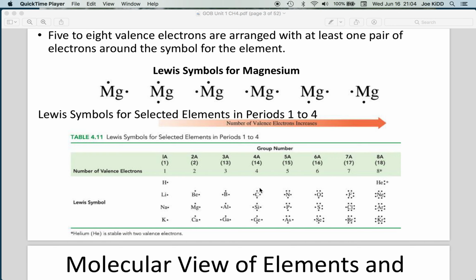Right? We don't double up until we have to. Same thing happens here, all the way to our noble gases, where we start seeing our 8 valence shell electrons. Now, obviously, helium and hydrogen, they're so tiny that helium is a noble gas and it's fully satisfied with just 2 valence shell electrons, and that's fine and good for helium.